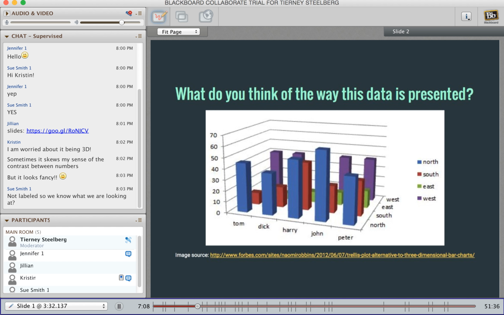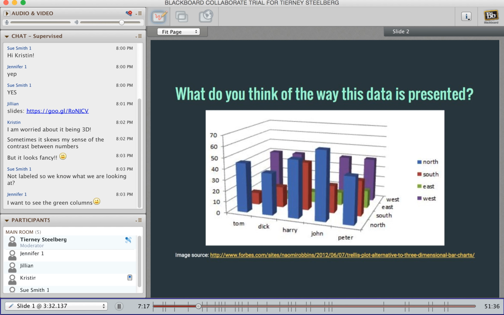So Stu Smith says, not labeled, so we know what we are looking at. That's a good point, too. It's really hard to see what's going on exactly in this particular chart. And Jennifer says she wants to see the green columns. That's also a great point. They're almost invisible with the other columns in front of them. So those are all really great points.